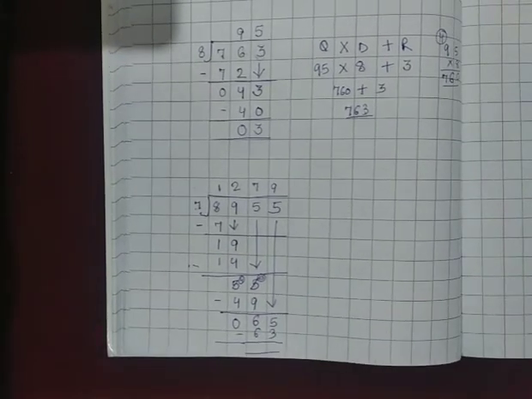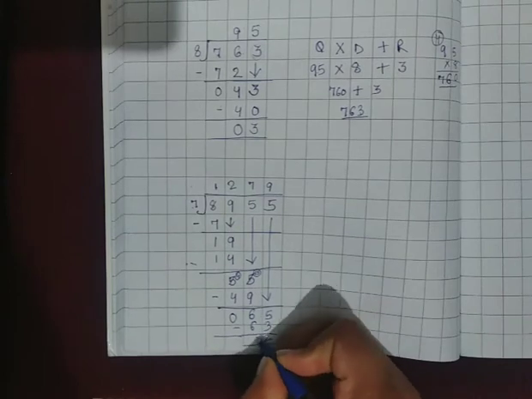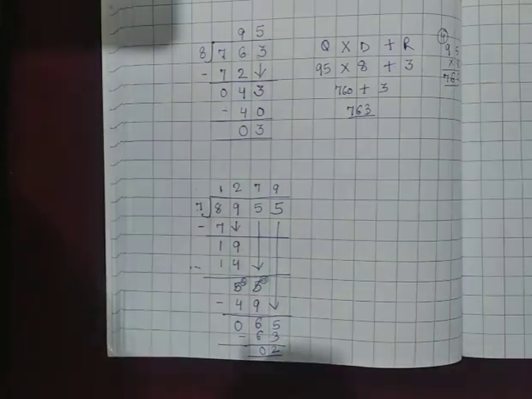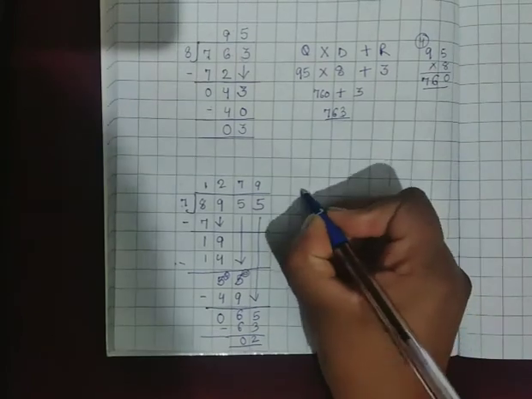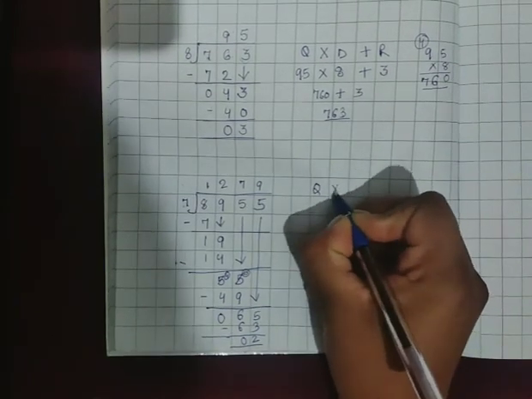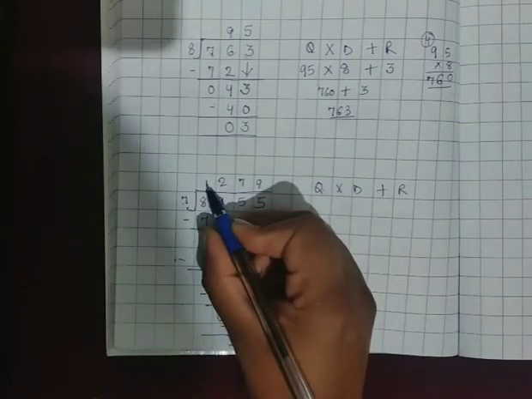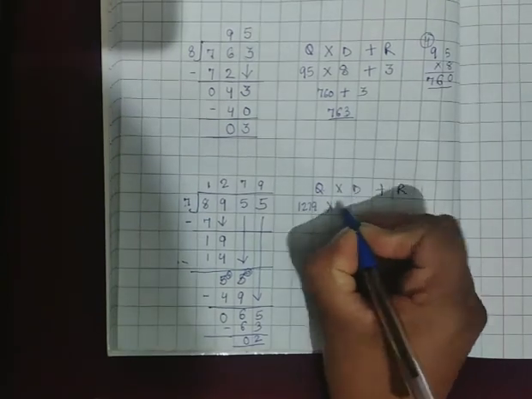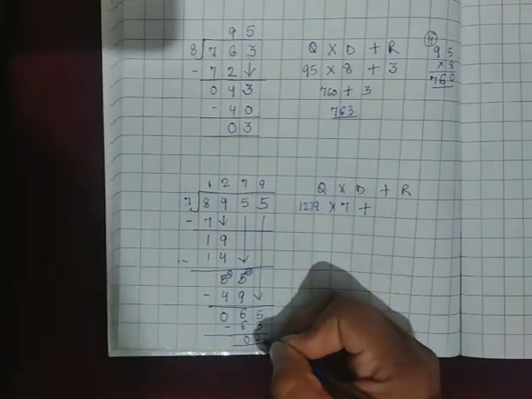From 5, remove 3. So from 5, when I remove 3, I reach the number 2. I'm left with 2, and 6 minus 6 is 0. So this is my complete sum. But now I have to check if I have done this sum correctly or not. And I'm going to apply the same formula, that is quotient multiplied by divisor plus remainder. So what is my quotient? My quotient is 1279. So I write 1279 multiplied by divisor, that is 7, plus remainder, that is 2.